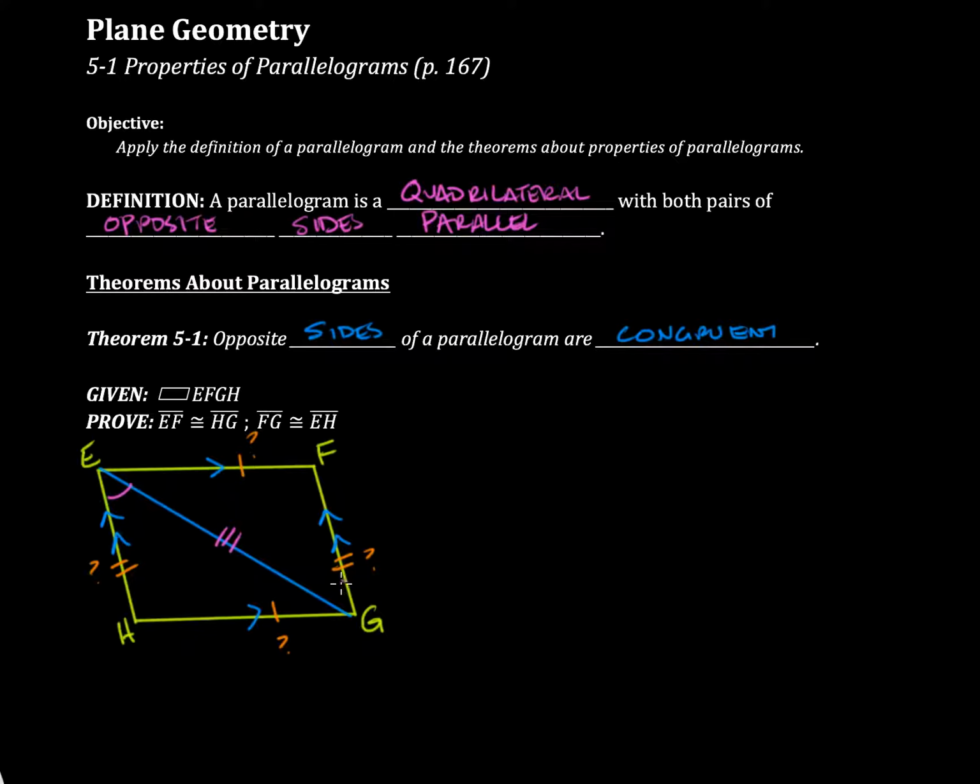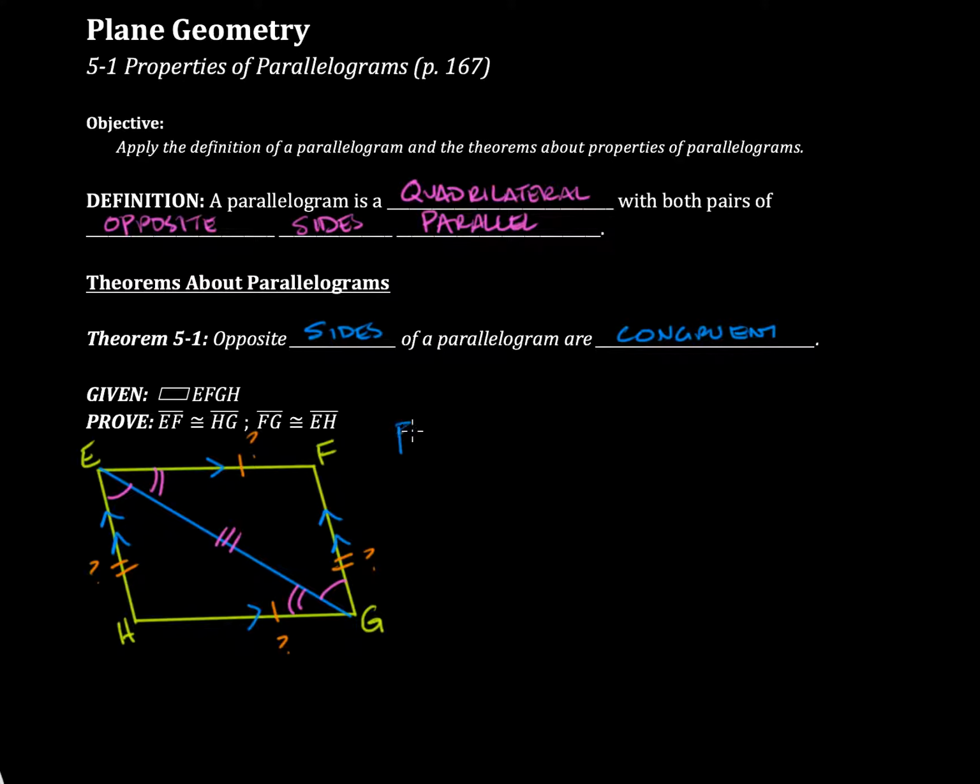I have a pair of alternate interior angles there that are congruent because those opposite sides of my parallelogram are parallel, so those alternate interior angles will be congruent. I would also have these alternate interior angles congruent, and that would mean that the triangles would be congruent by angle, side, angle, and then by CPCTC, these pairs of corresponding parts would be congruent. So let's go ahead and write that out.